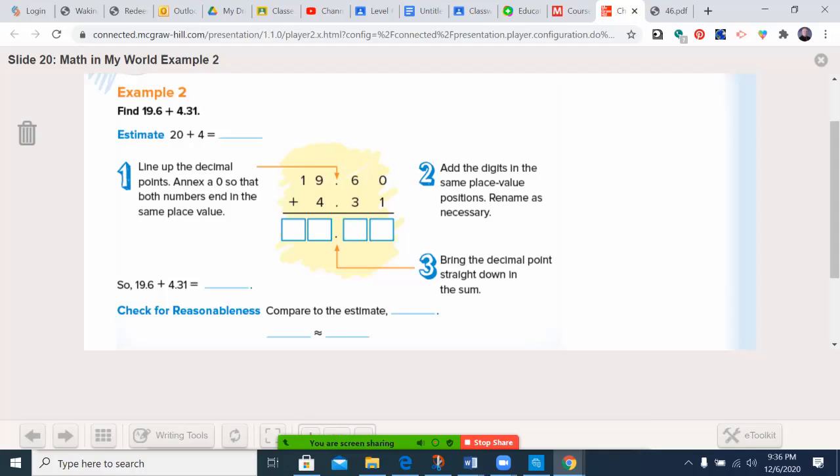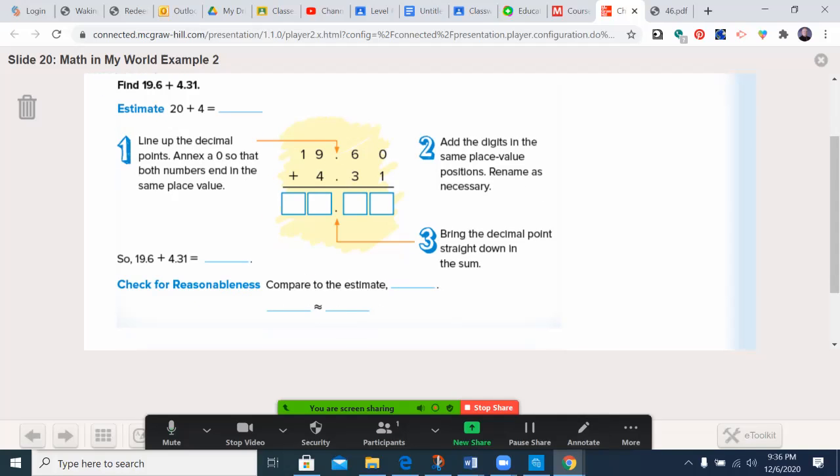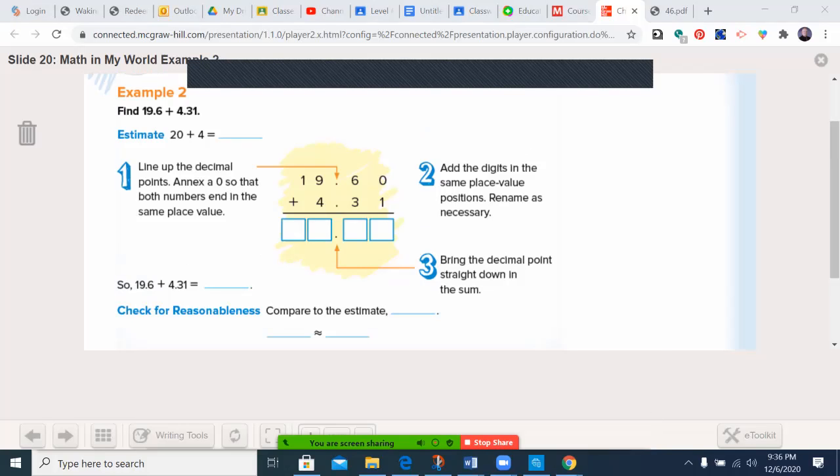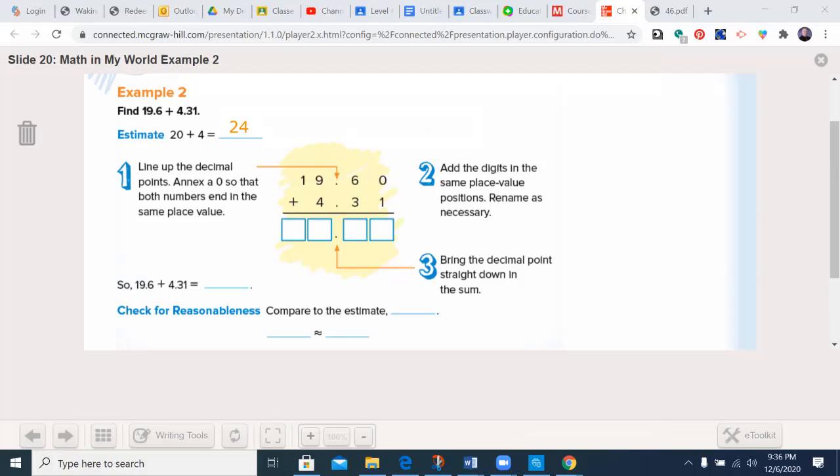I'm going to go ahead and get my annotation tool out here. They did estimate 20 plus 4 is 24. Remember to fill this in as we go. They've lined up all the decimal points. They added that 0 in here so that there's the same number of places, and that will avoid some confusion, especially at the 5th grade level. 0 plus 1 is 1. 6 plus 3 is 9. 19 plus 4 is 13. But I can't put 13 in one box, so I'm going to regroup a 1 over here. 1 plus 1 is 2.